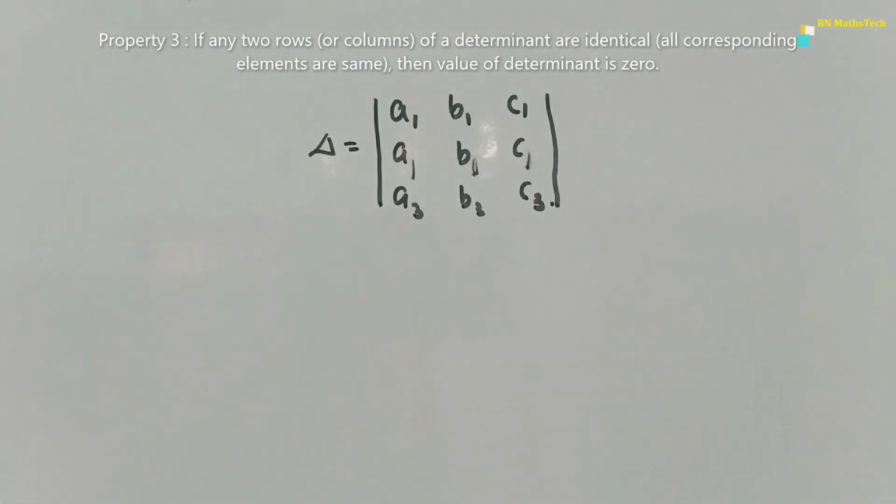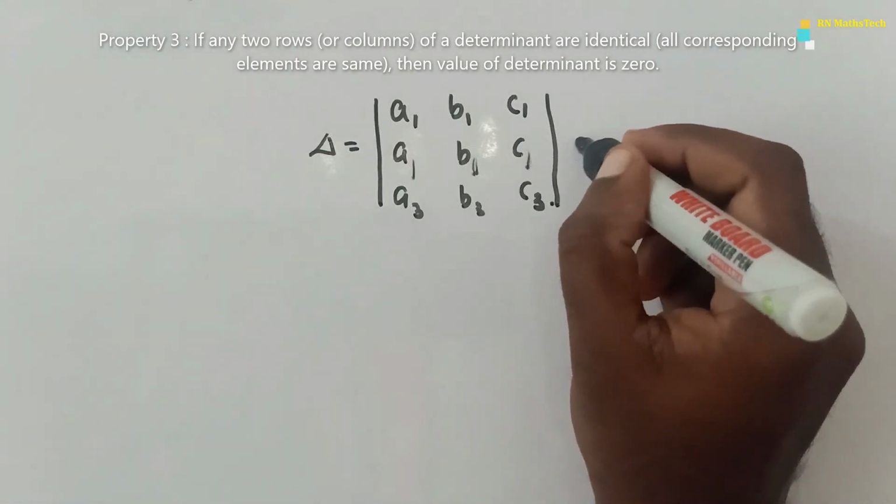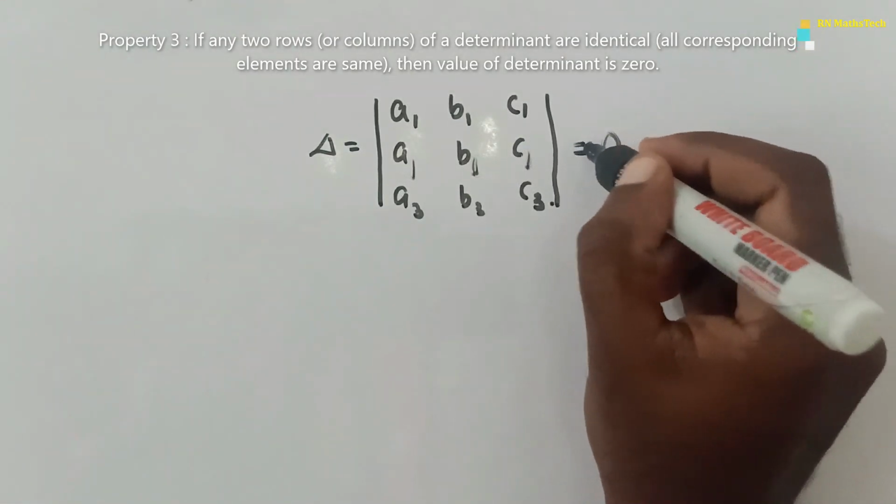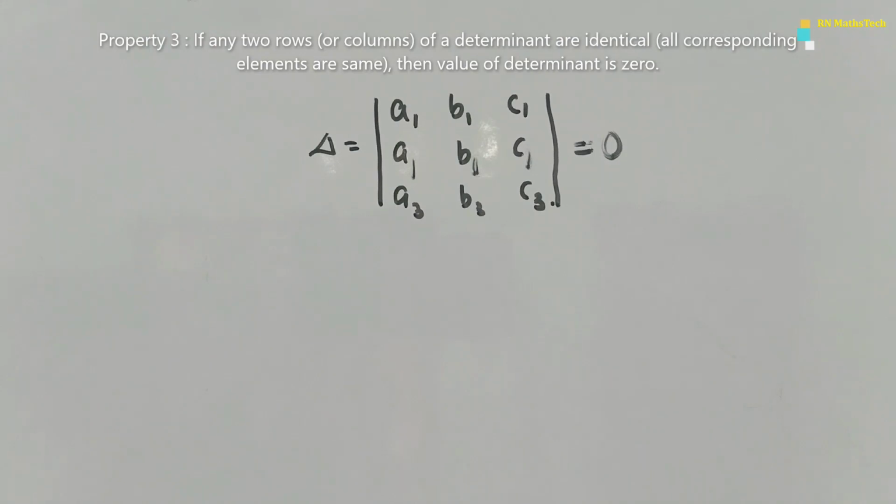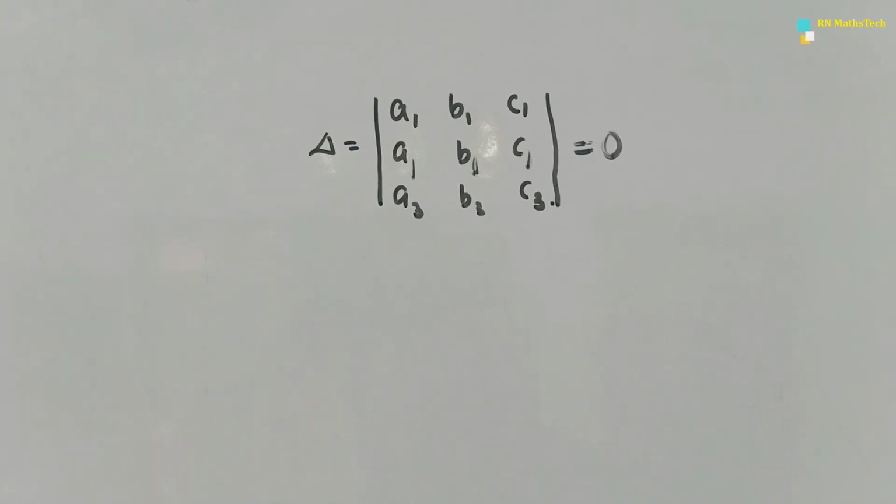Third property: delta is equal to the determinant with first row a1, b1, c1, second row also a1, b1, c1, and third row a3, b3, c3. Here the value of the determinant is 0. If we expand this determinant, you can see that the value is 0. That is, if any two rows or columns of a determinant are identical, the value of the determinant is 0. If any two rows are identical, the value is 0. If any two columns are identical, the value of the determinant is 0.